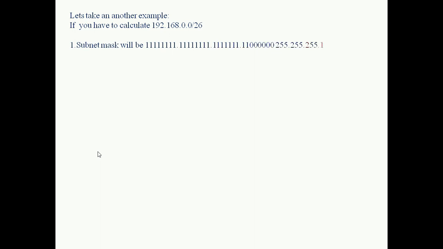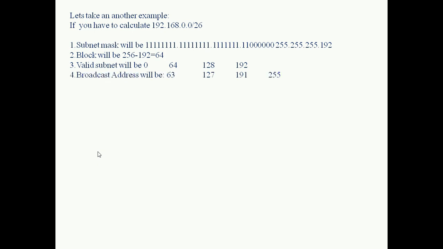Let's take another example. If you have to calculate 192.168.0.0/26 according to the CIDR value, the subnet mask will be 255.255.255.192. So the block will be 256 minus 192, which is 64. Valid subnets will be 0, 64, 128 and 192. These are the multiples of 64. So the broadcast addresses for the valid subnets will be 63, 127, 191 and 255.